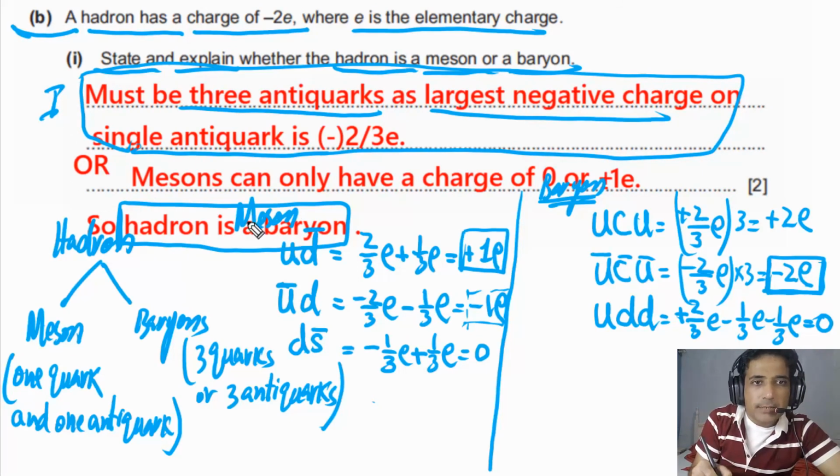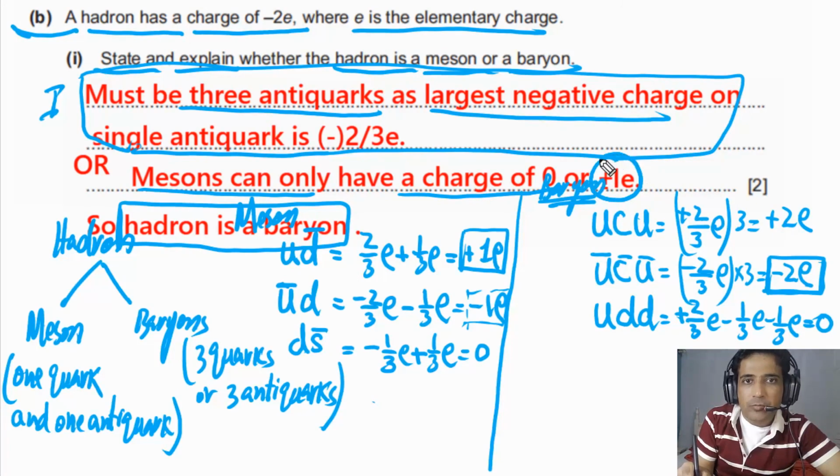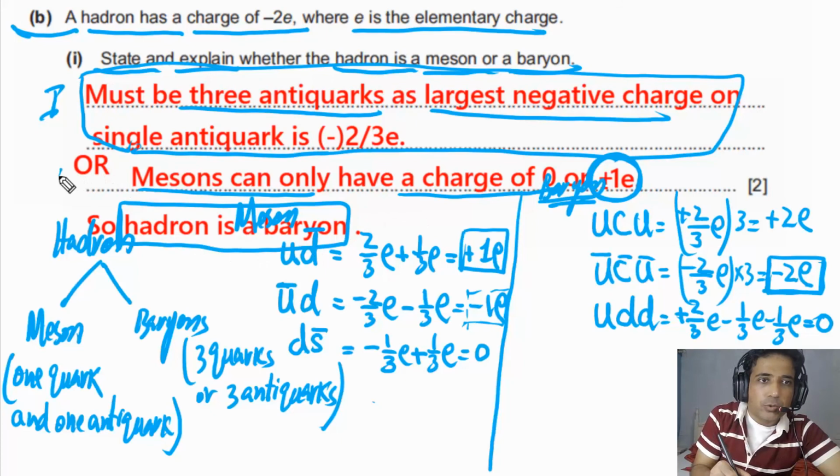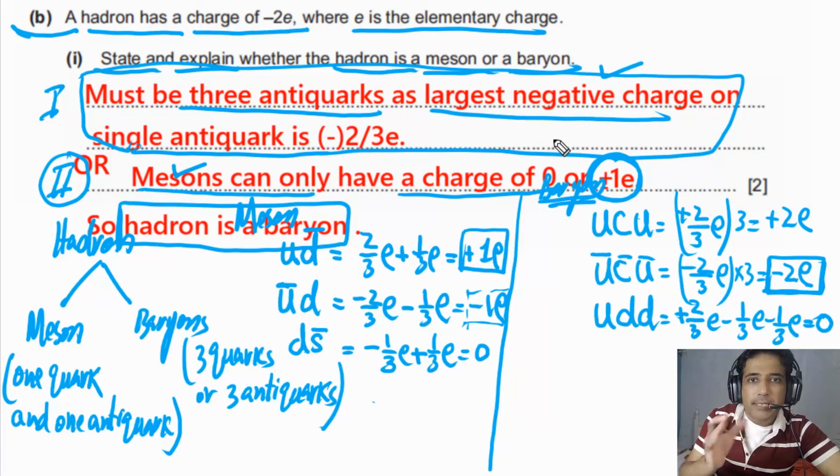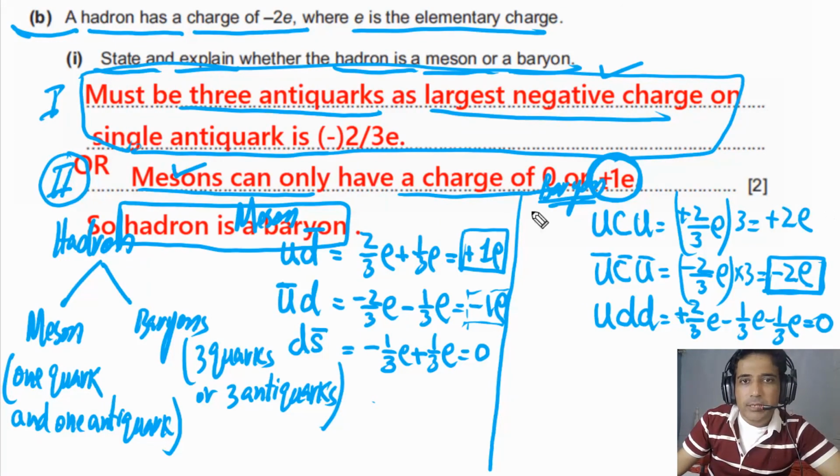But the second way to explain is you can say the hadron is a baryon and a meson can only have a charge of 0, or it can have a charge of +1e or -1e. So this is the second way to explain this answer. You can write down your answer based on the meson, or based on the baryon. Any explanation is acceptable in this case. This question has 2 marks, 1 mark for the statement and 1 mark for the explanation. But you need to understand that this mark is an M mark. So you have to explain this, then you will get 2 marks. If your explanation is wrong, you will get 0 marks. So the M mark is for the explanation and the B mark is for writing that this is a baryon.